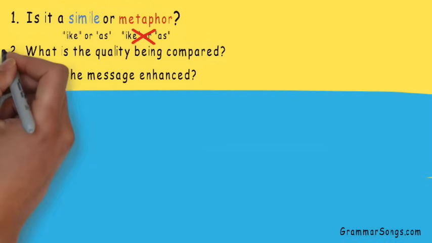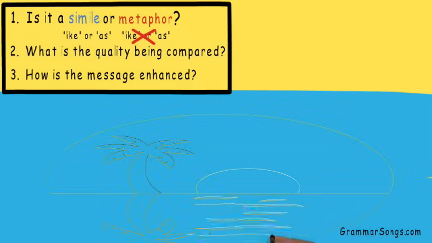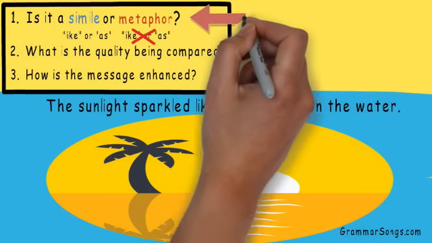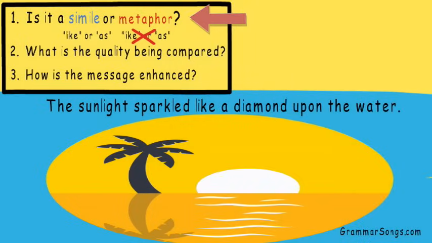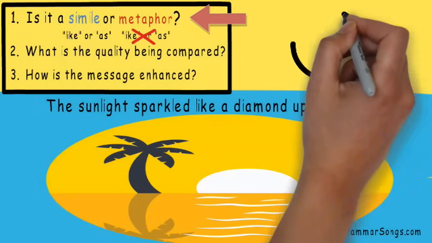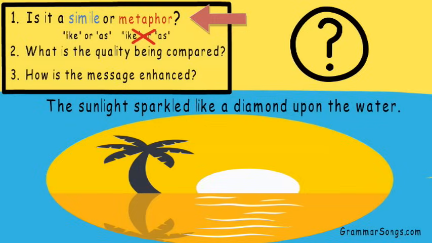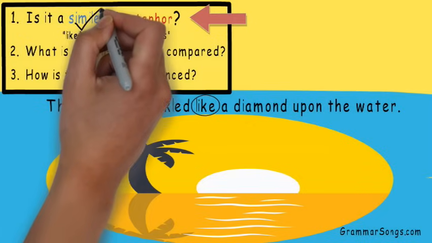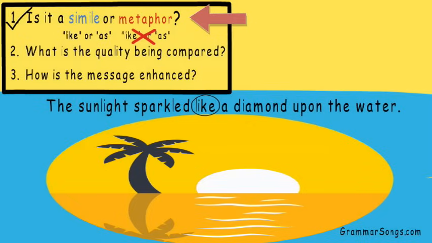Let's practice again. The sunlight sparkled like a diamond upon the water. First, we need to analyze the words to see if this is a simile or a metaphor. Remember, similes include the words like or as. Do you think this is a simile or a metaphor? Well, since the author uses the word like, the sunlight sparkled like a diamond, this sentence would have to be a simile.